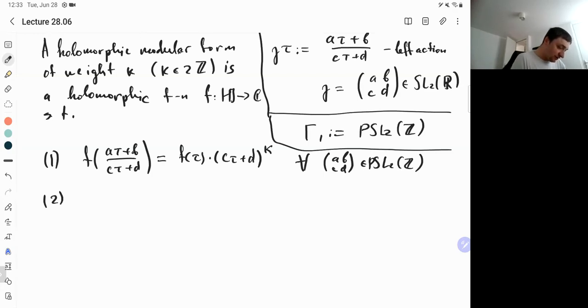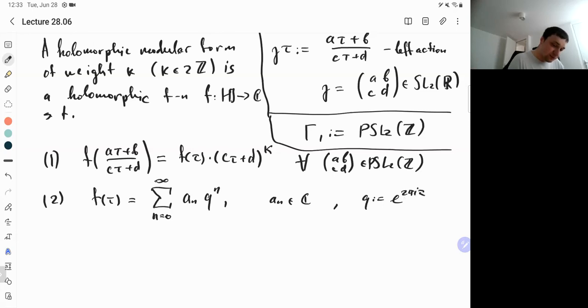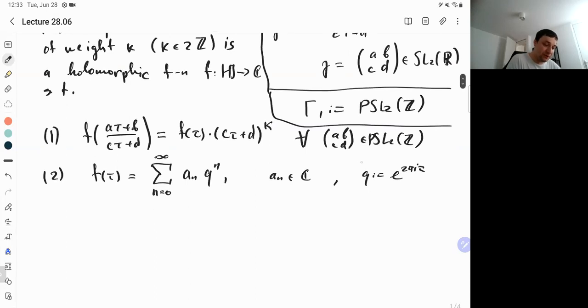And the second property is you want it to have a Fourier expansion without a pole at infinity, whatever that means at the moment. So maybe a little bit vague. Basically, you want it to be of the following type, where a_n are some complex numbers, and q is a very useful notation, e to the power 2 pi i tau. So it's a basic one-periodic complex analytic function.